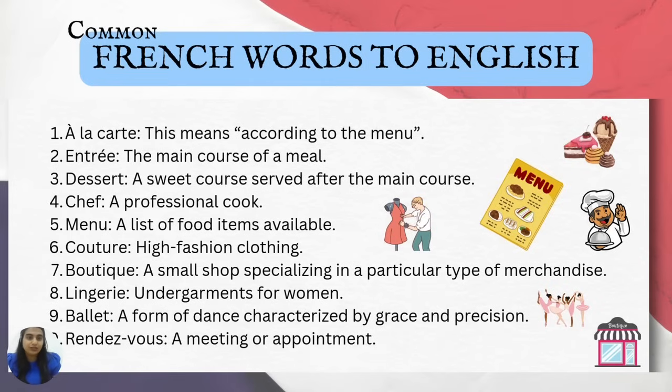Lingerie, undergarments for a woman. Ballet, a form of dance that is characterized by grace and precision. And the last one, rendezvous, a meeting or an appointment. So of course, these are all borrowed words. So technically, are we supposed to pronounce them in our own English way? Technically, no. You are supposed to pronounce them as is, which is in French.